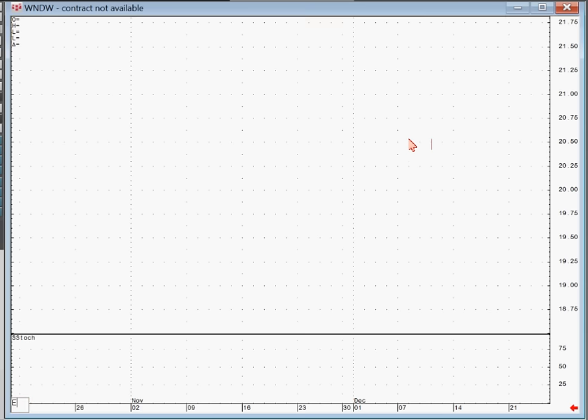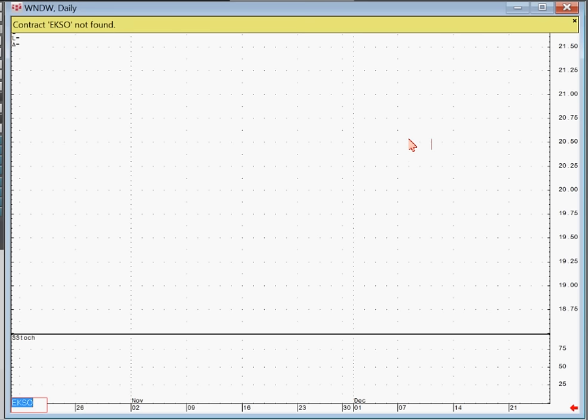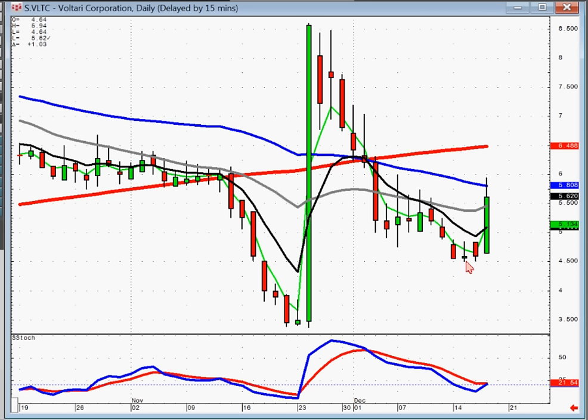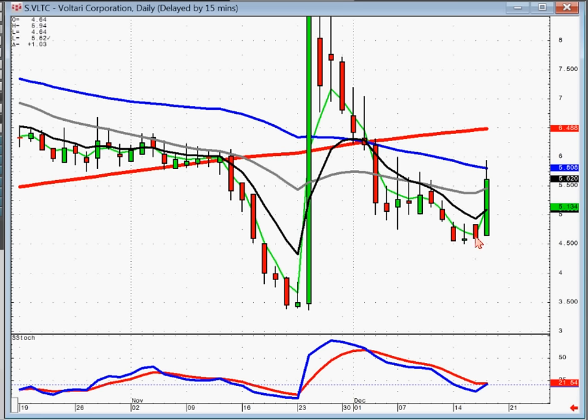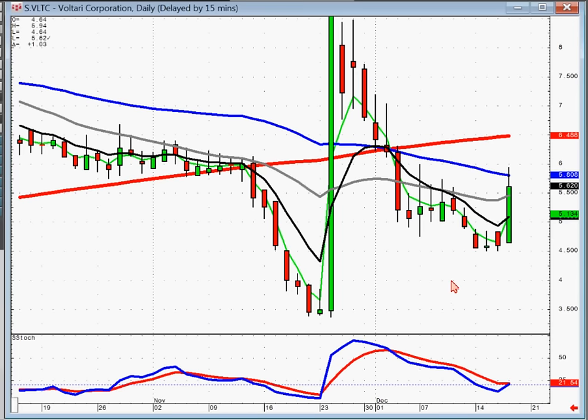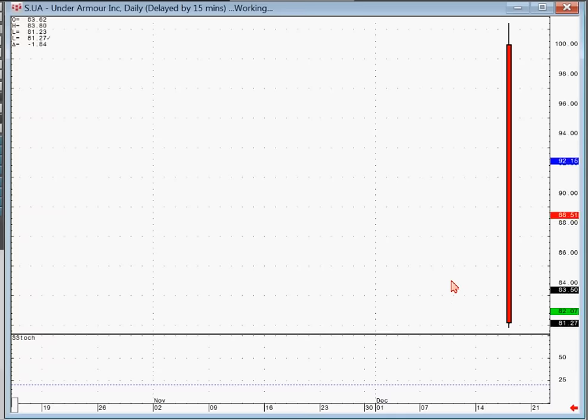Window doesn't seem to be coming up. EKSO isn't coming up. Is that VLTC? This one, I think it did a bullish engulfing signal on the other charts. You can buy this one if it starts coming up through the 50. But it's not one of your best looking charts. If I had my druthers, I wouldn't be trading this one.